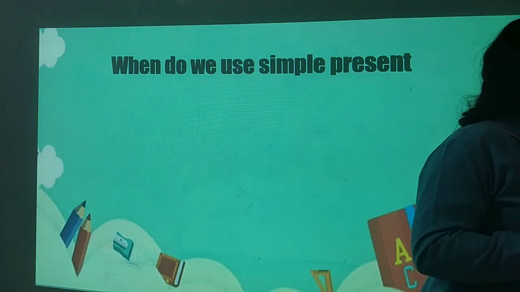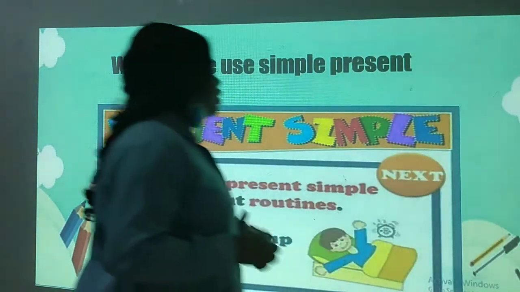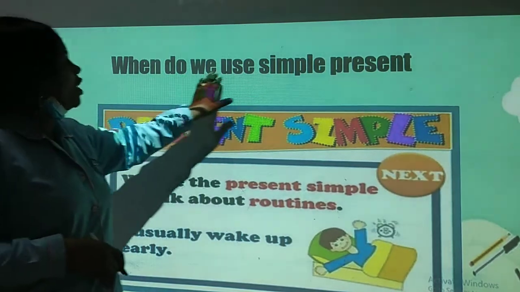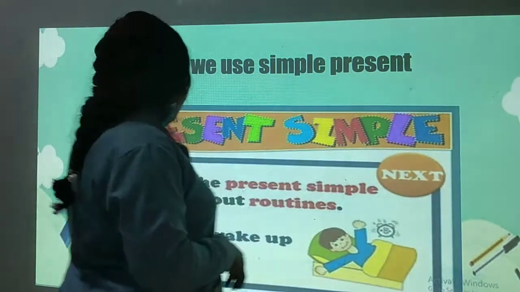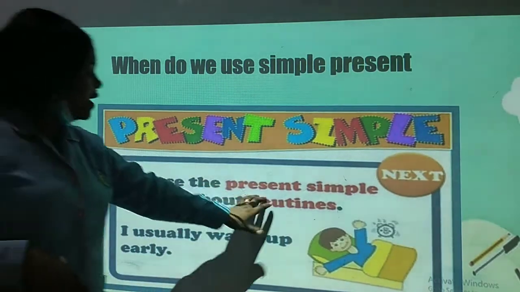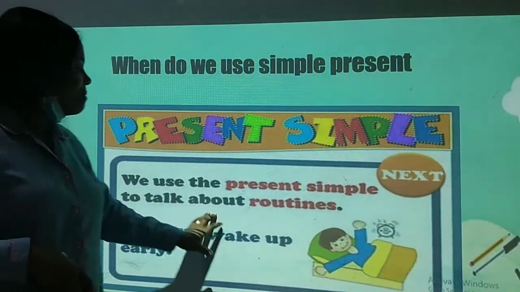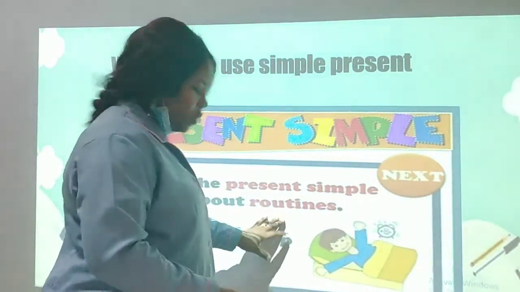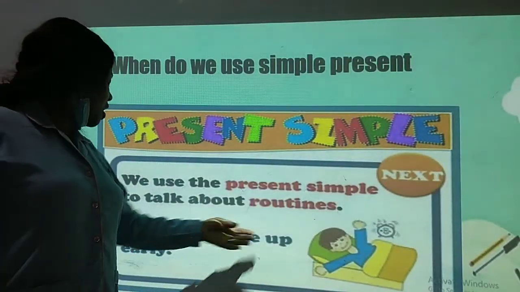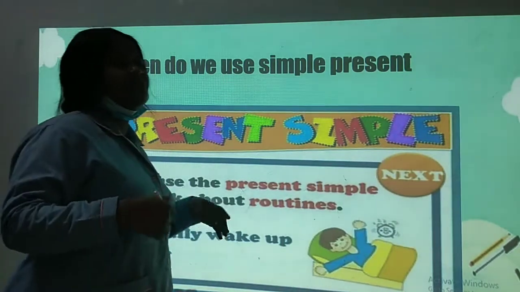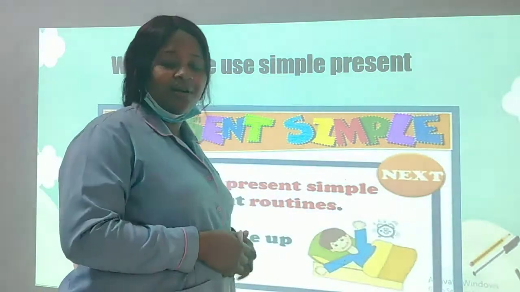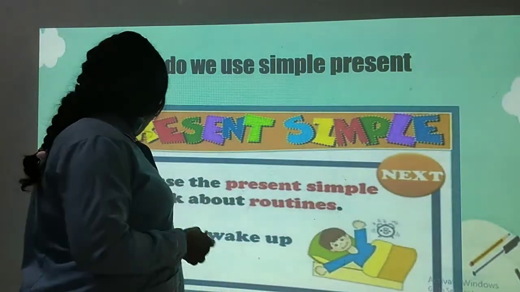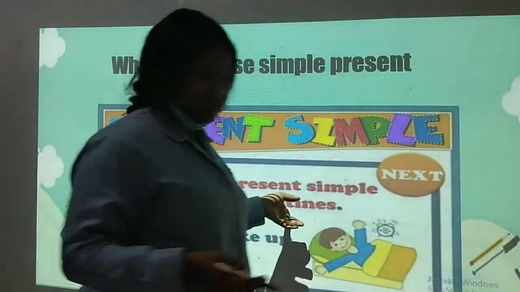When do we use simple present? So we're going to learn when to use it because it's part of our objectives. When do we use simple present? Listen below. We use the present simple for routines, something that happens every day, something you do always. Now, I usually wake up early. Some of us wake up very early as 4 o'clock. Some wake up as early as 5, depending. So this is something we use to talk about routines, okay?